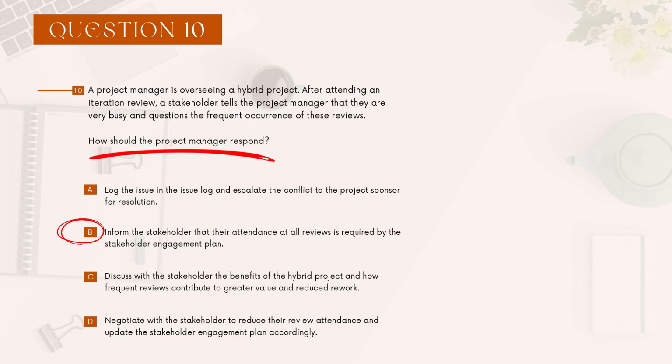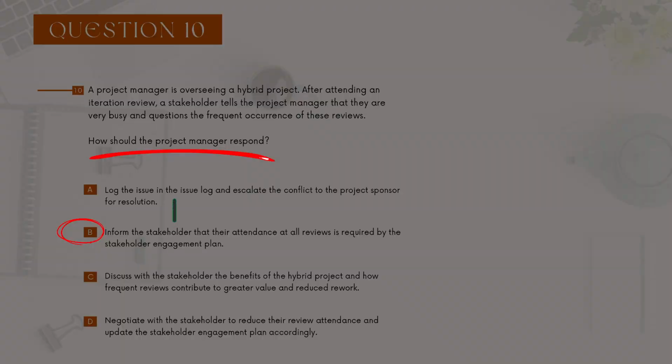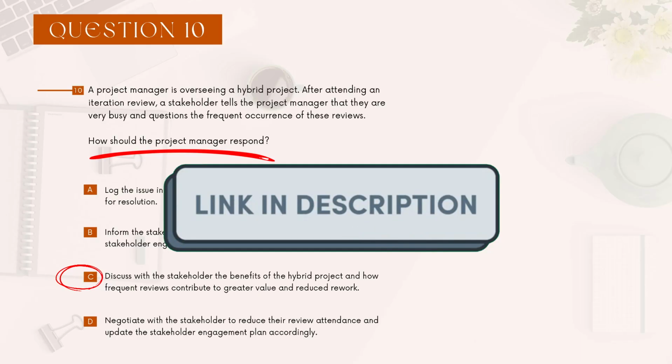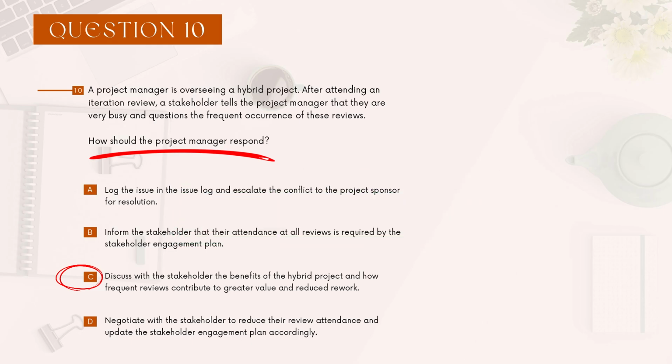So this is mentioning information that has not been mentioned in the question. How do we know that this specific project stakeholder engagement plan mentions that he has to show up or she has to show up to all the meetings? This is one of our principles. Remember, when the question mentions something or when the answer mentions a piece of information not mentioned in the question, eliminate that answer. My principles are actually going to be linked in the description, so you can always refer to them. C, discuss with the stakeholder the benefits of the hybrid project and how frequent reviews contribute to greater value.